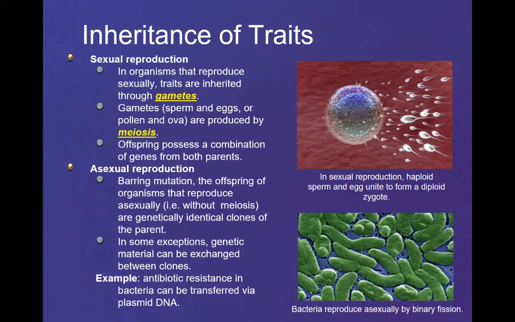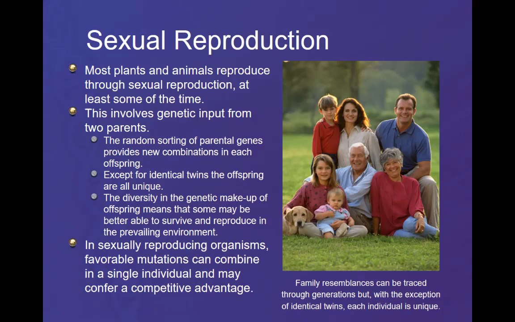And as I mentioned, we're going to focus on sexual reproduction. Now, most plants and animals reproduce this way, at least part of their life cycle. This involves genetic input from two parents, so a mother and a father, and the random assortment of what gene you get from what parent provides new combinations in your offspring. Except for identical twins, the offspring are all going to be unique in their gene combinations. The diversity in genetic makeup of offspring means that some may be better able to survive and reproduce in the particular environment they live in.